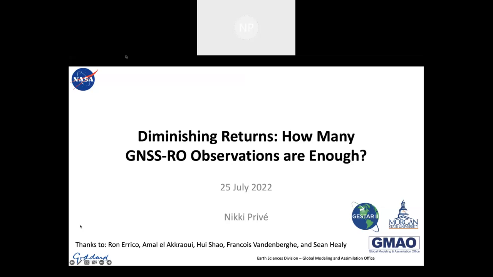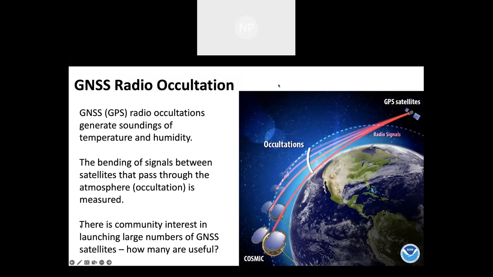All right, so we've already had some overviews in the previous talk about how the GPS, the GNSS-RO observations work. So we're getting here these radio occultations that give you soundings of temperature and humidity. So what we're going to be looking at in this talk is using these soundings of temperature and humidity in numerical weather prediction. There's been increasing interest from the community in the past couple of years in launching large numbers of GNSS satellites.